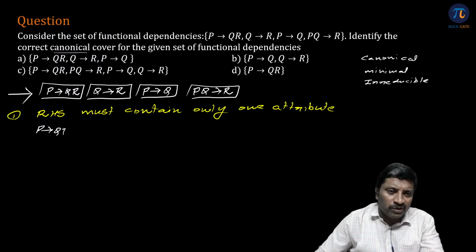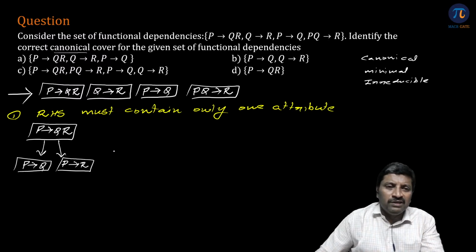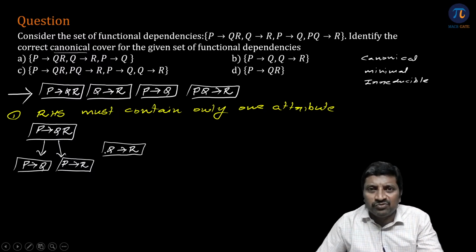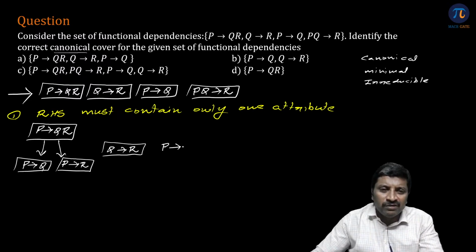P goes to QR should be split into P goes to Q, P goes to R. Fine. The second one, Q goes to R, sir, you can write as it is because the RHS contains only one attribute. Am I right, sir? Then what about the third one?